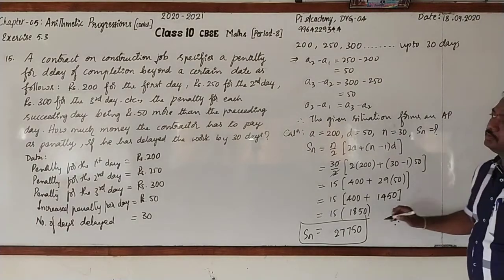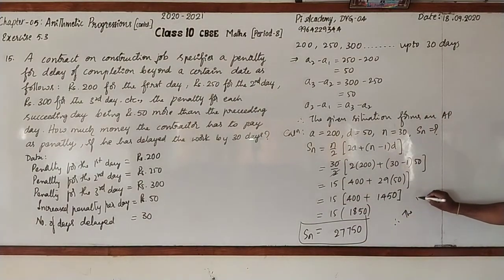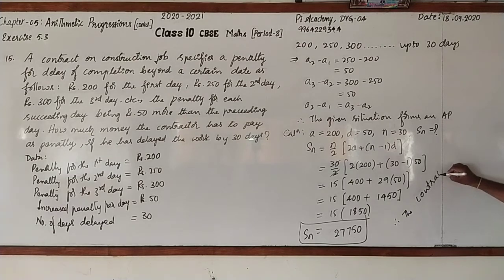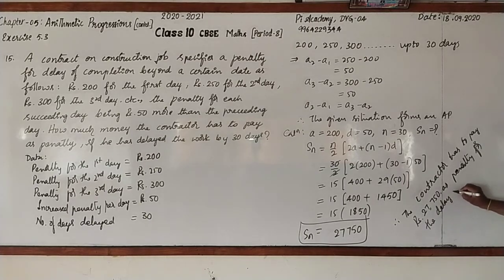Here I'll write the conclusion. Therefore, how much money the contractor has to pay? Therefore, the contractor has to pay rupees 27,750 as penalty for the delay of work. Got it? Yes, please go for copying this.